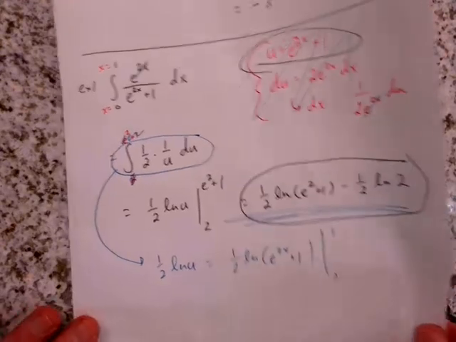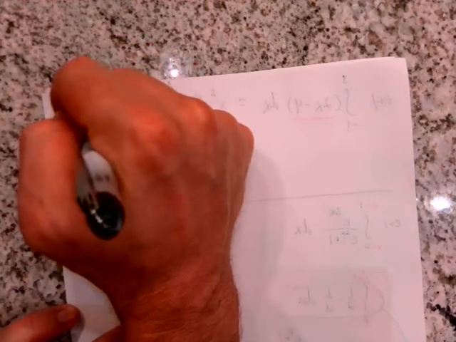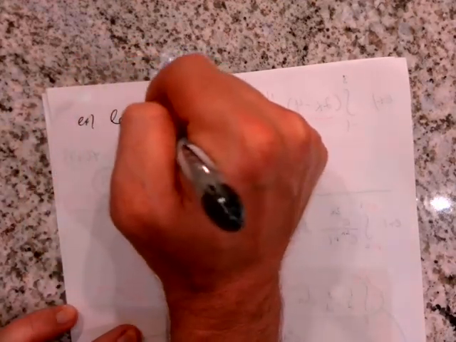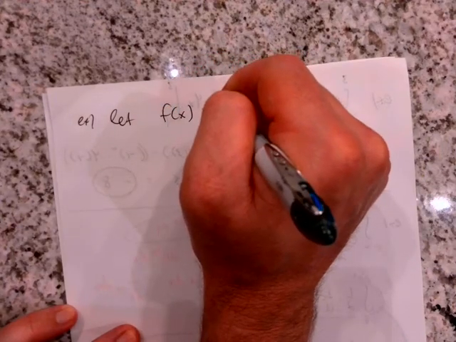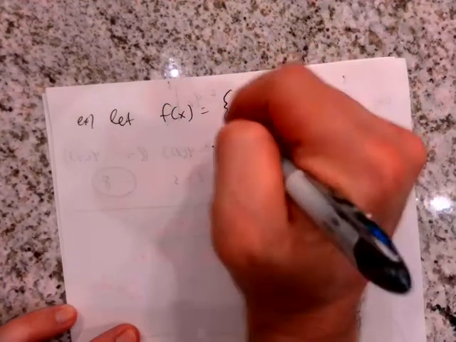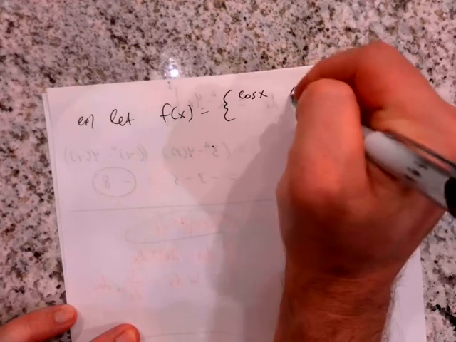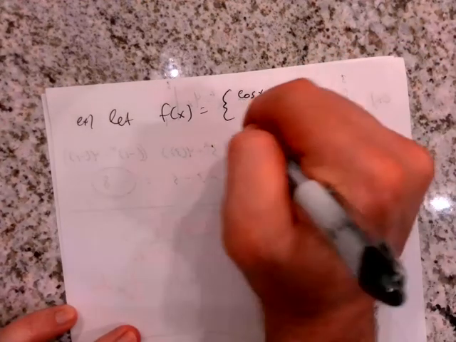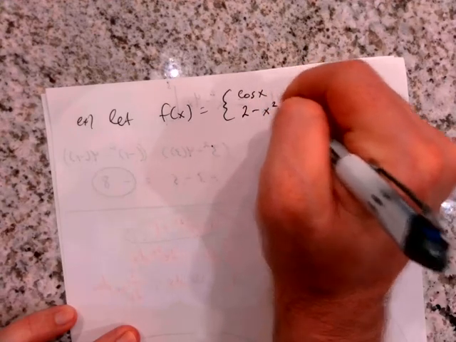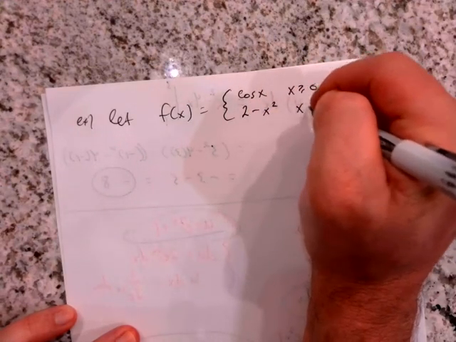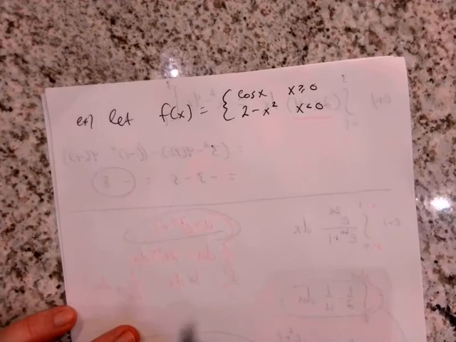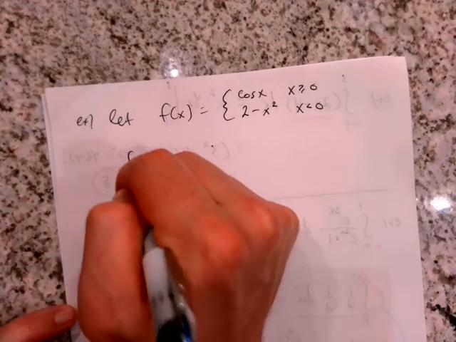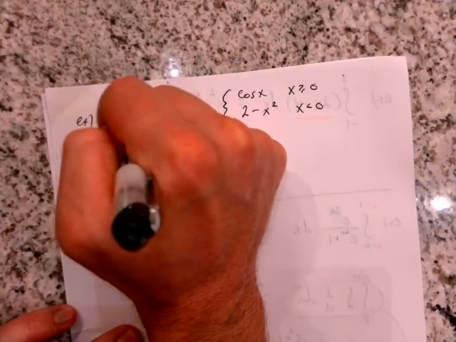Okay, let's do another example. Let's do a piecewise function. Let's let some function f of x be defined piecewise as cosine x for all x greater than or equal to 0, and as 2 minus x squared for x less than 0. And we want to find the integral from -1 to pi over 2.